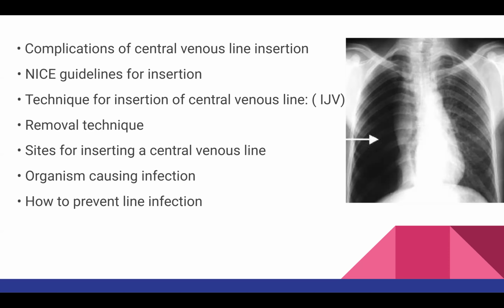Okay. So what are the different sites which are used for insertion of a CVP line? The subclavian site, the femoral site, and the neck in between the sternocleidomastoid heads.